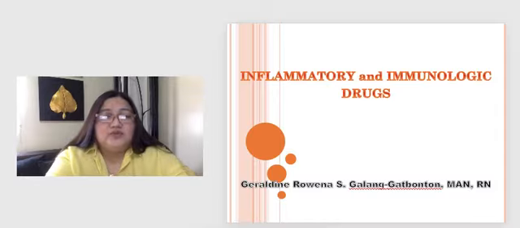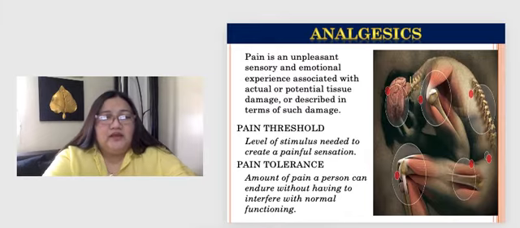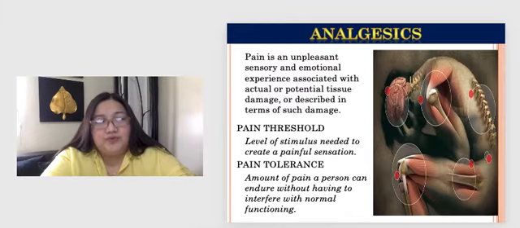All right? So, let us now first go to the first group of drugs which deals with pain as an unpleasant sensory and emotional experience. And these drugs are generally called analgesics. So pag kayo ay may nararamdamang masakit sa katawan, it's usually associated with actual or potential tissue damage or described in terms of such damage.